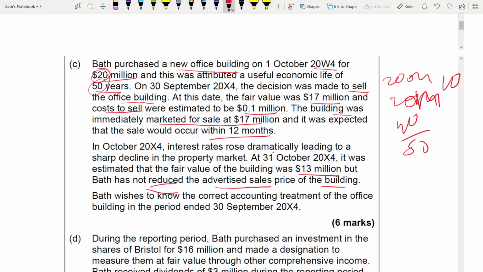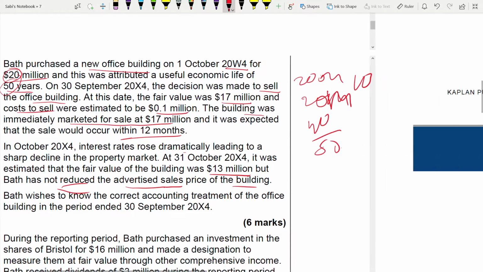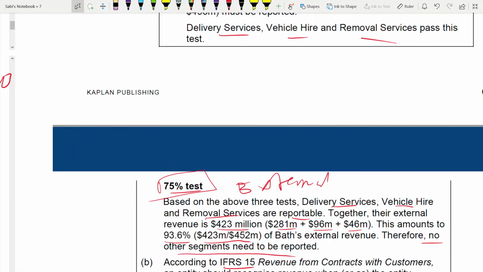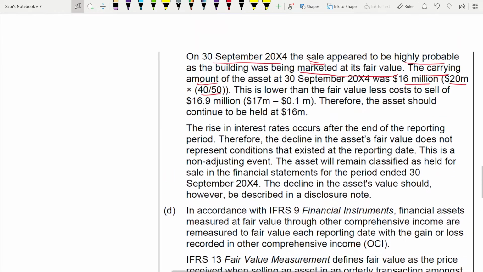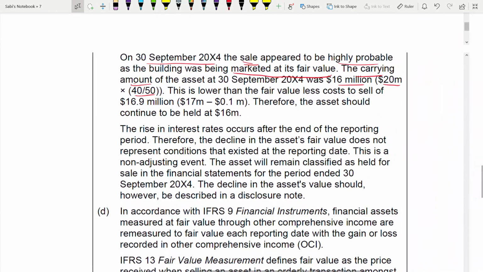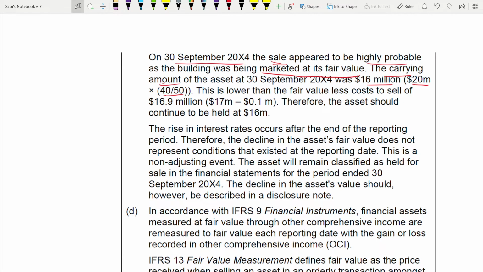20W4 means 2004, and 20X4 is after 10 years, right? Yes, that's how they have taken it. But that's okay. Probably in the exam they will give you the correct numbers, not in X and W. So it's 40 over 50 depreciation you have to deduct from this 20. The 10 years depreciation you have to deduct from this 20, hence it will be 16 million, the carrying amount.